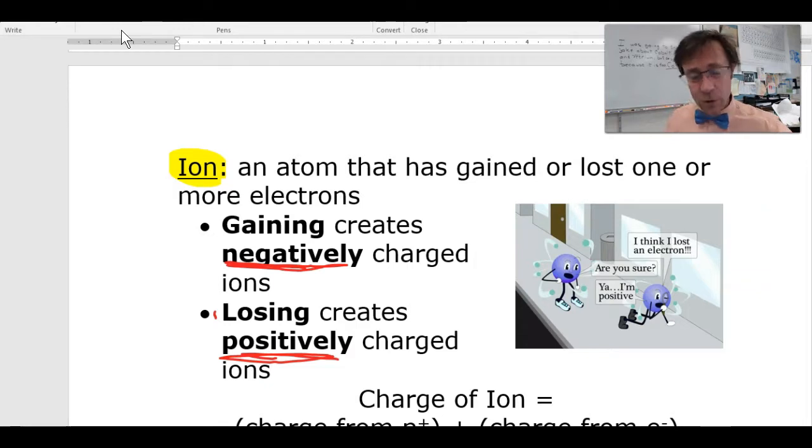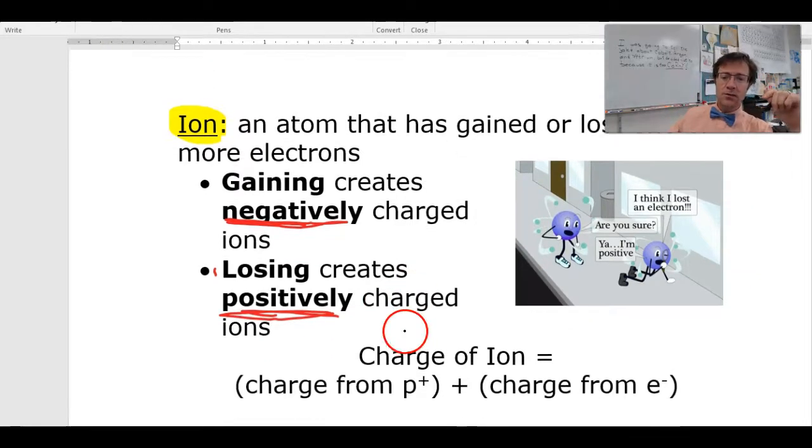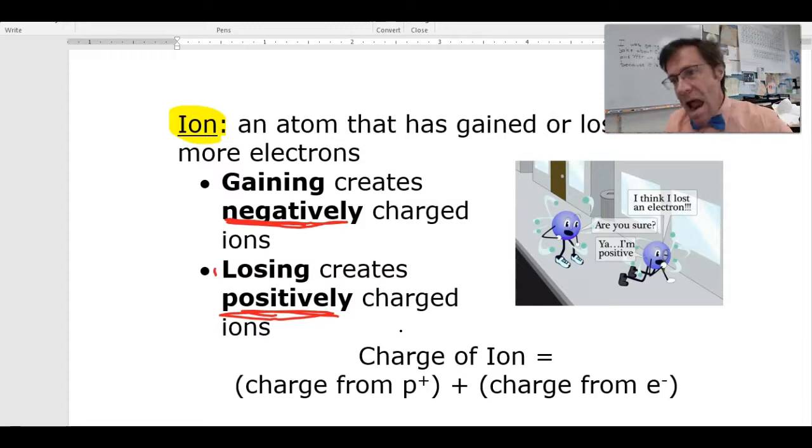Okay, so here's how we figure this out. How do we know what the charge of an ion is? It's really good to know, because that's going to determine how this thing behaves and what it does in a chemical reaction. How does it bond, and all that kind of chemistry stuff. So we need to know the charge of an atom or ion. The charge of an atom is 0. Bam! Nailed it! All right, charge of an ion.